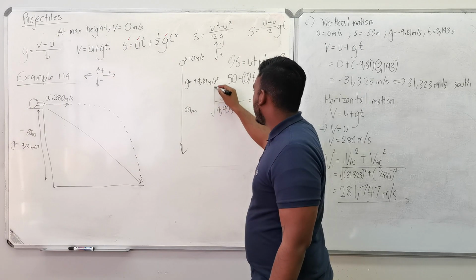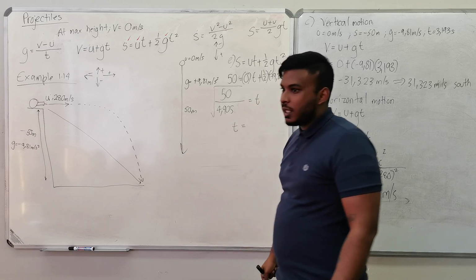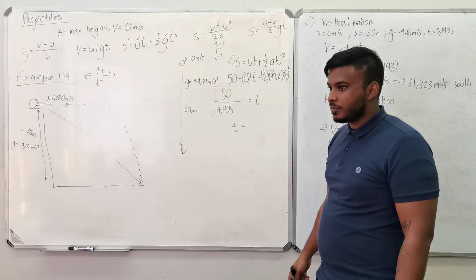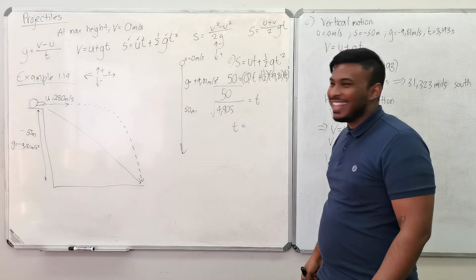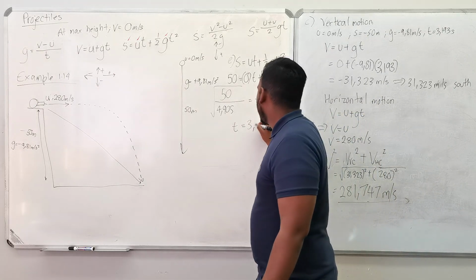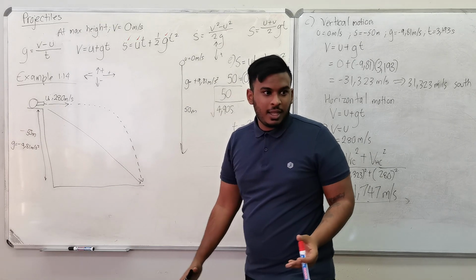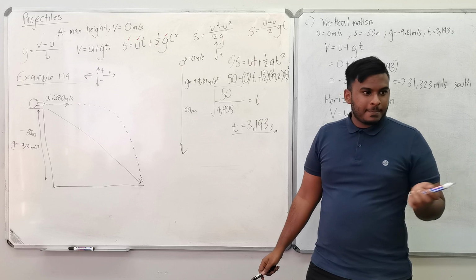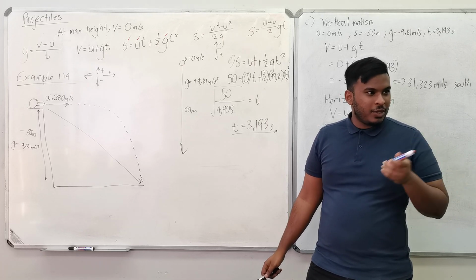And then you square root this, and your T will be equal to the square root of 50 divided by 4.905. Put your square root first. 3.193 seconds. Understand? Understand, yes? Understand? 3.193, yeah. You don't understand which part you don't understand.